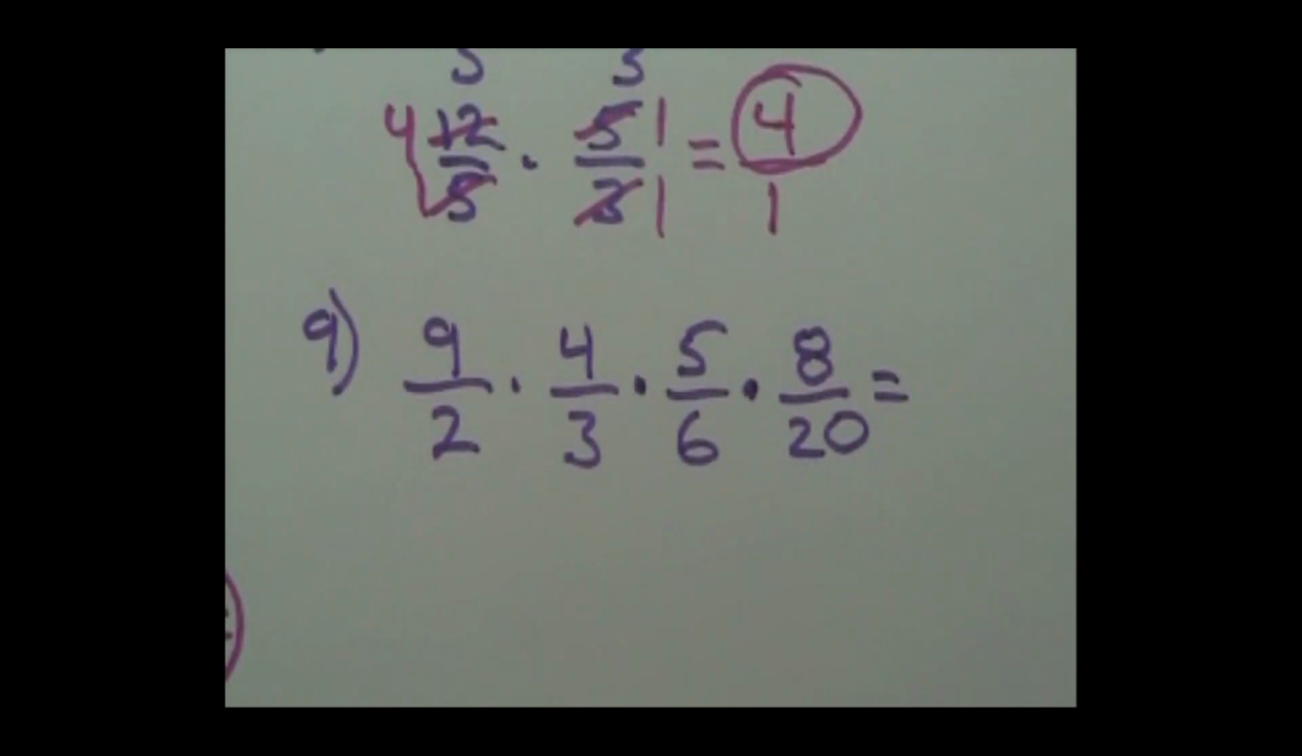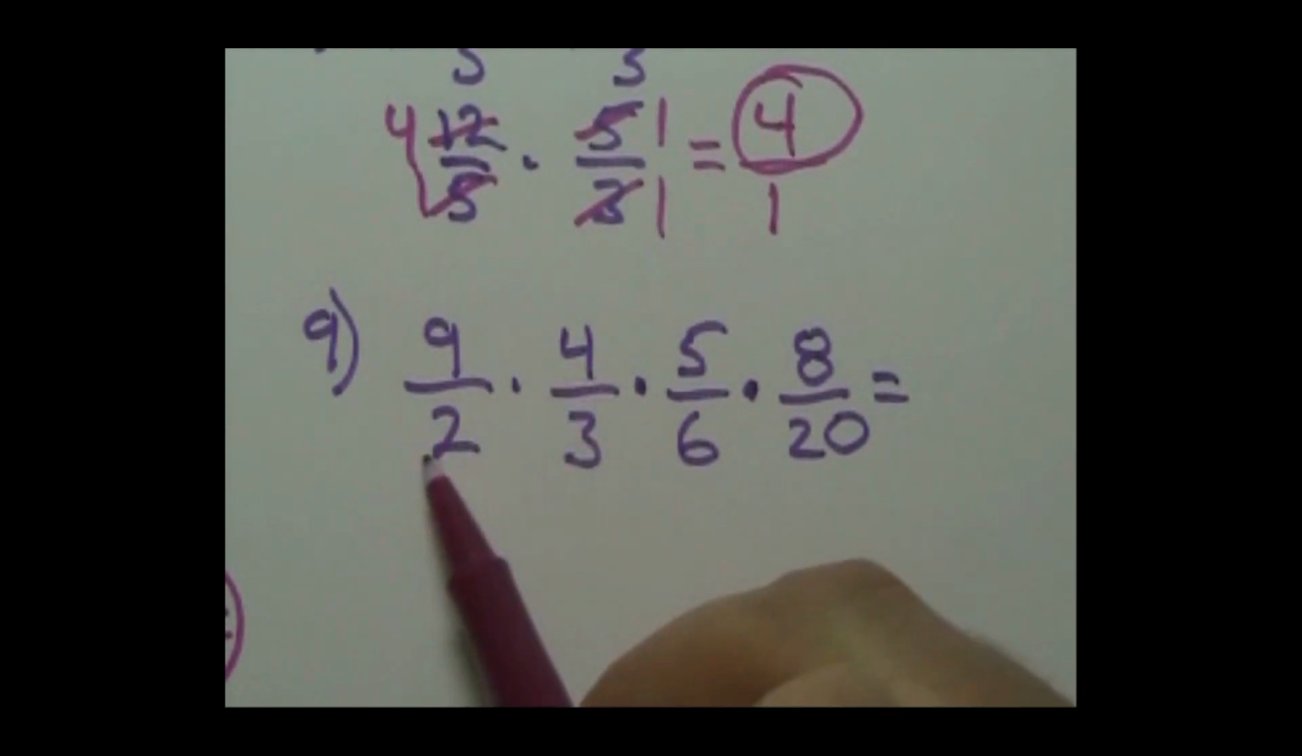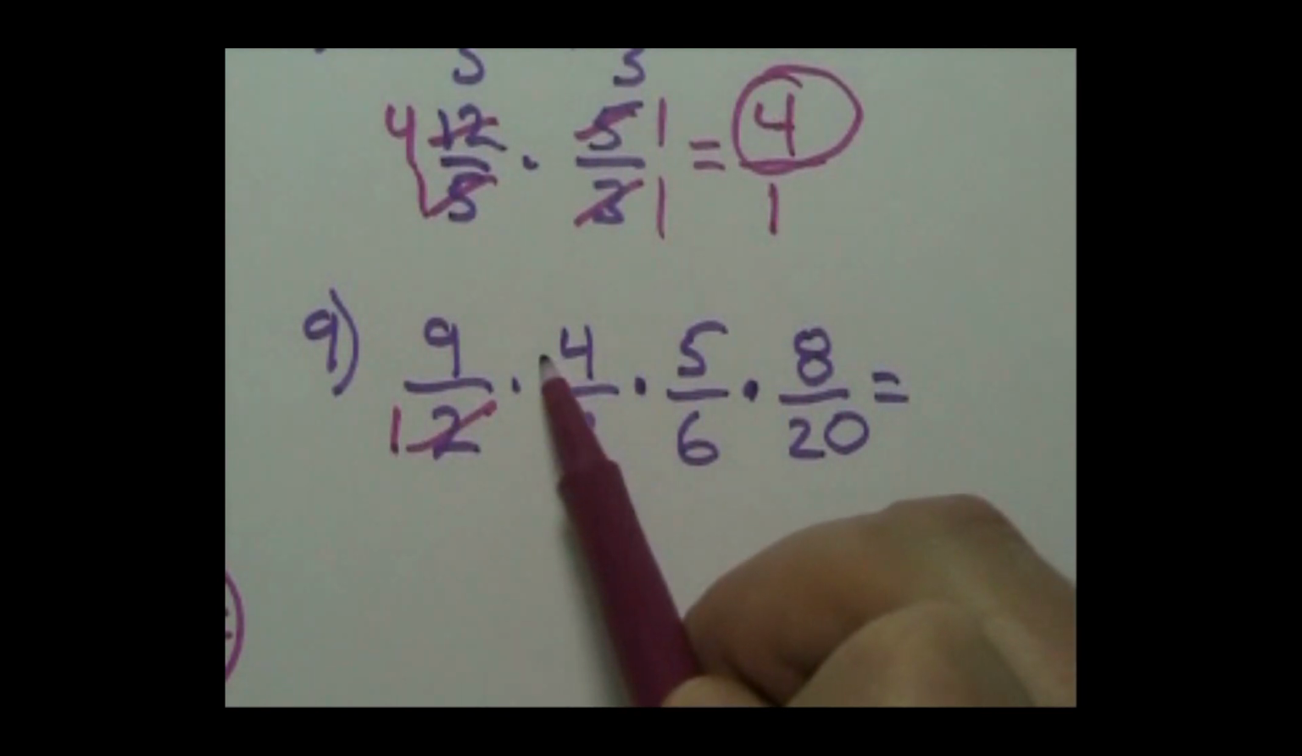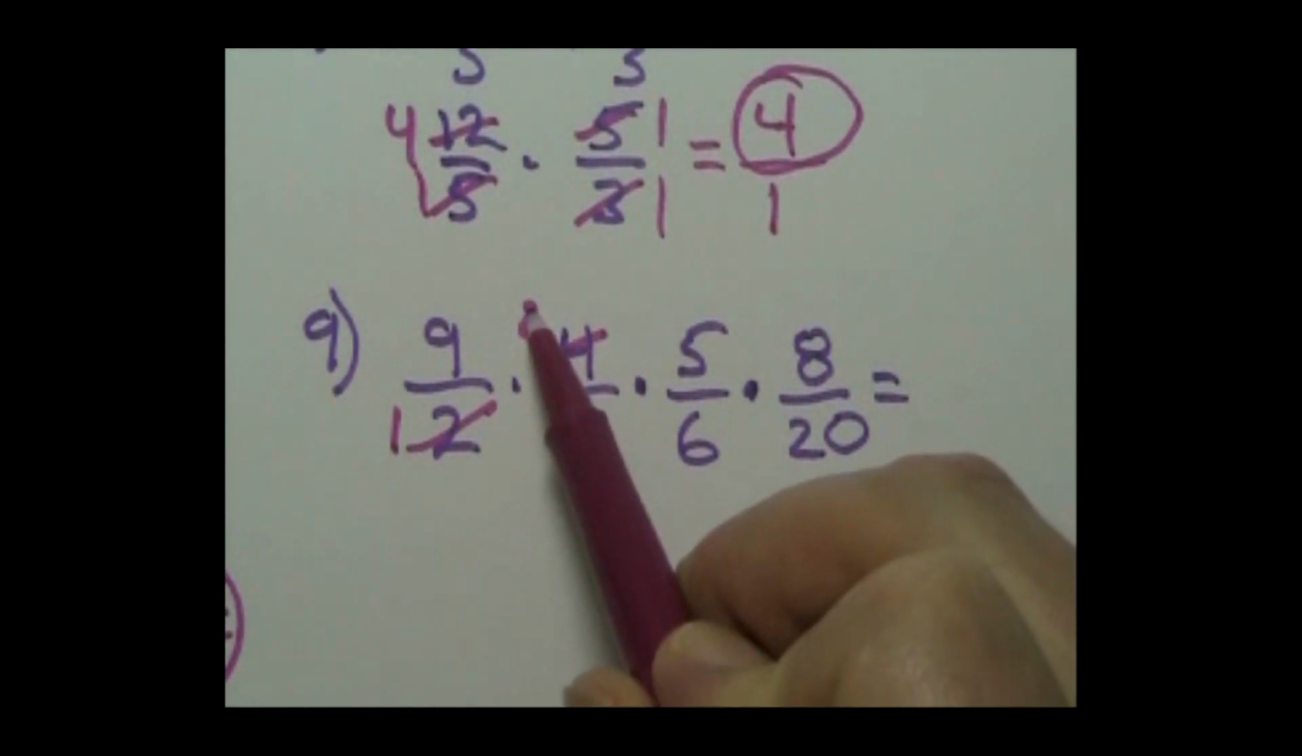Here's the last problem. Now there's a lot of reducing that you can do in this. So 9 over 2, 4 over 3, 5 over 6, 8 over 20. Okay, so let's look through here. I have 2 going into 4. 2 goes in here once, 2 goes into 4 twice.